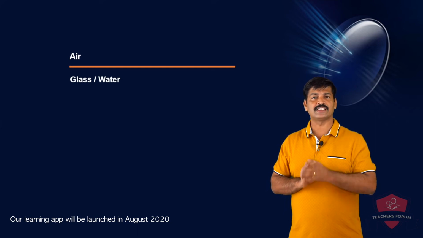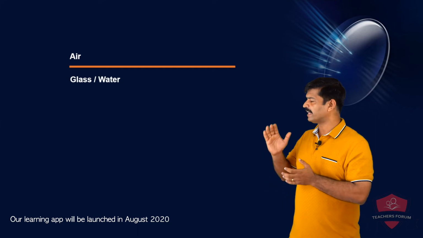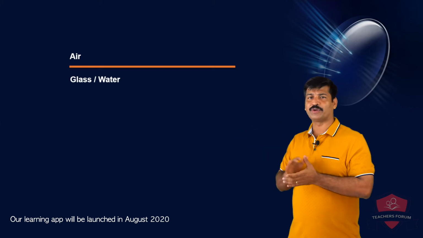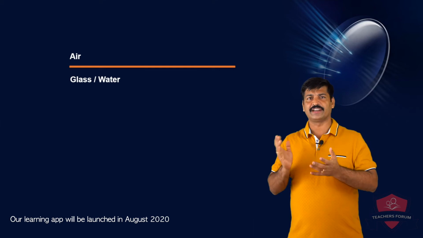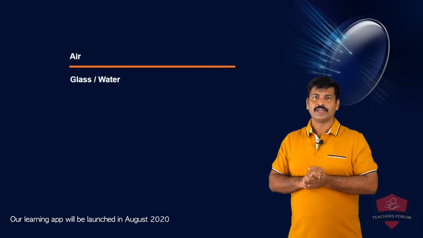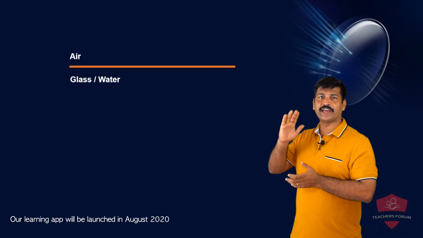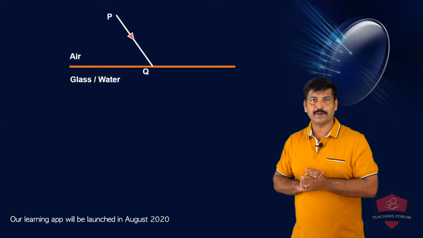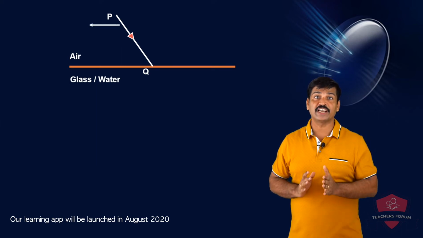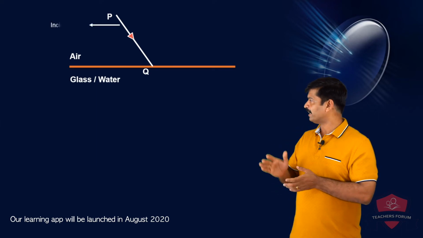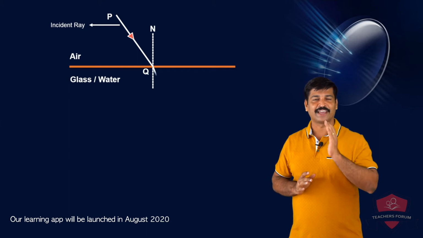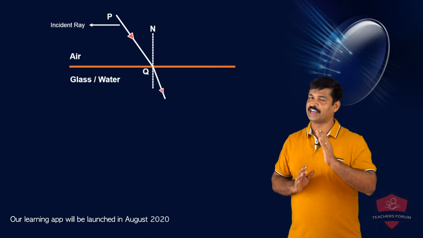Let us call air as first medium and glass as second medium. Or glass or water you can take. We have taken glass in the first case, so you can take water. Now, light travels from air to glass or water. So, what happens at the interface? Refraction takes place. Let us draw the normal. You can mark angle of incidence and angle of refraction.